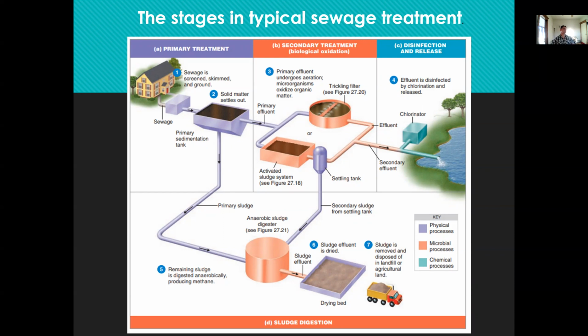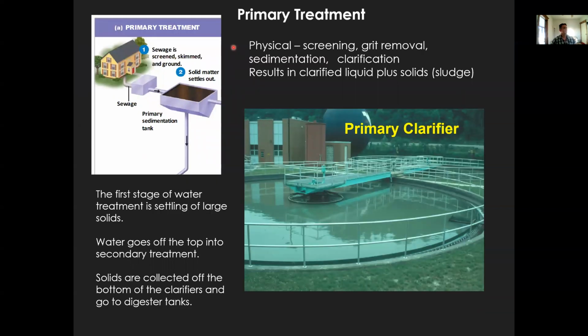Okay, so now, as we've done so many times before, we will view and review each of these steps individually. So moving on to the primary treatment. You can think of this as a physical process where you do some screening and grit removal and sedimentation and clarification, and this will result in a clarified liquid plus the solids, the sludge that is essentially stuck at the bottom after they're settled out. And this is the first stage of water treatment, where you are essentially just allowing these large solids to settle out.